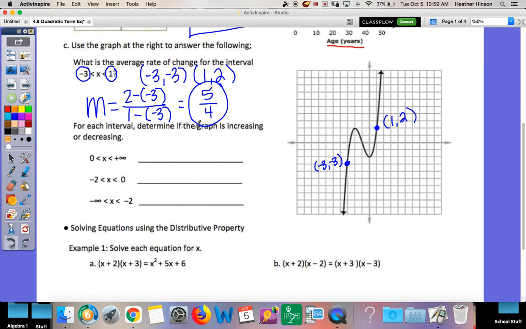From these types of graphs, we can also determine if the graph is increasing or decreasing. So if I start at 0, these are my starting points, and these are where I stop. So if I start at 0, right here, and I stop at infinity, going from 0 to infinity, left to right, does my graph increase or decrease? It's going up, so it is increasing.